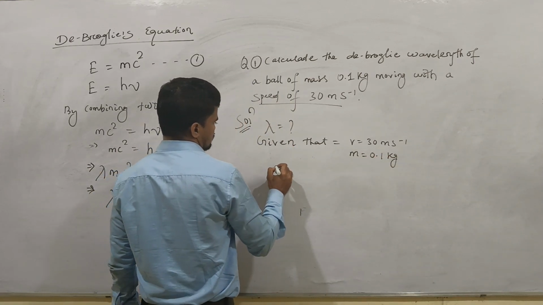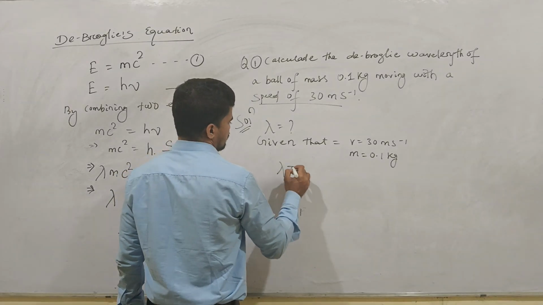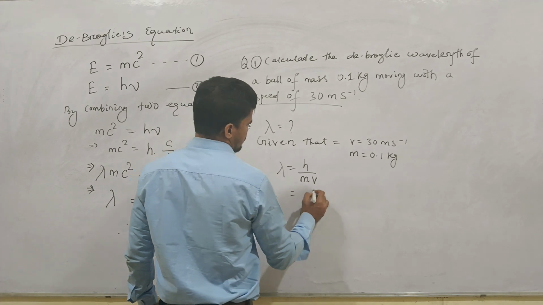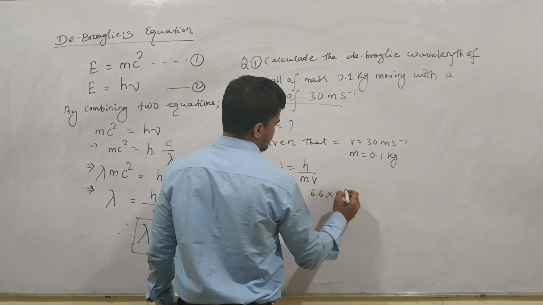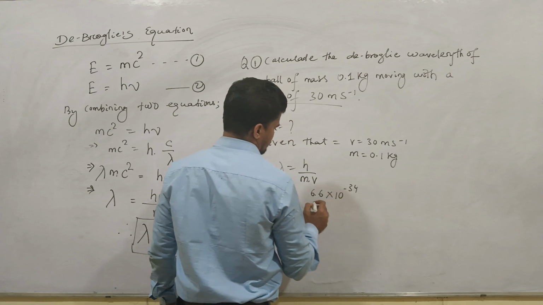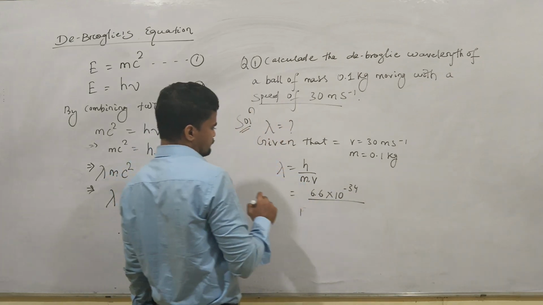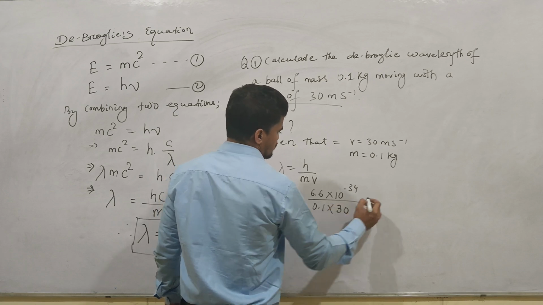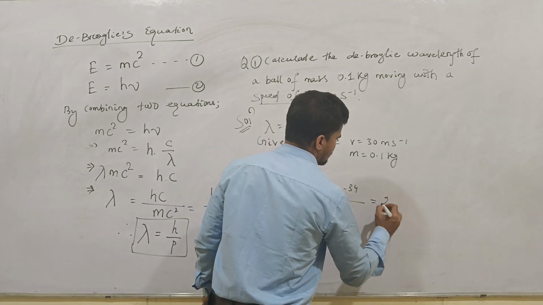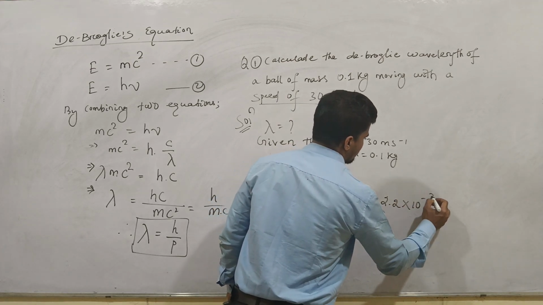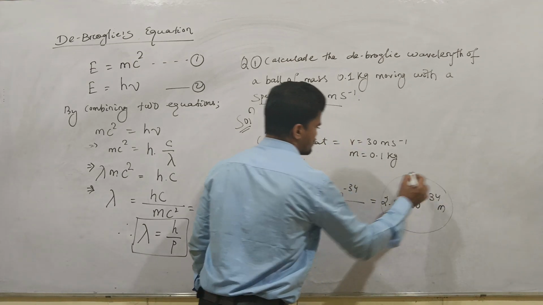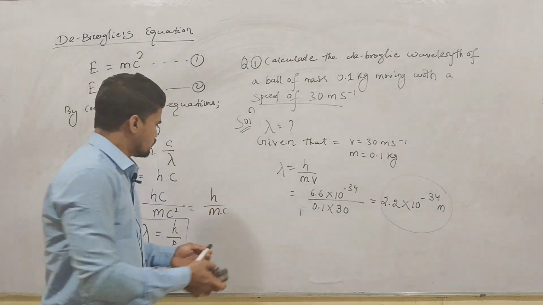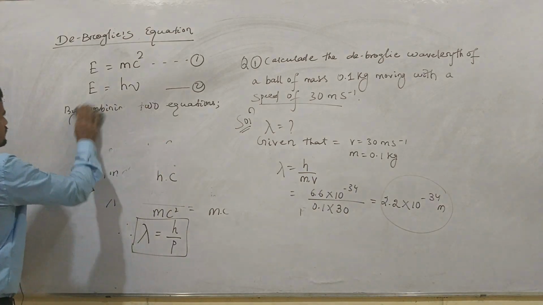Now according to the de Broglie equation, lambda equals h by m into v. The value of h is 6.6 into 10 to the power minus 34, divided by m, 0.1, into 30. After calculating, it comes out to be 2.2 into 10 to the power minus 34 meter. So this is the answer. This was a JEE Mains question. Let's do one more question, from JEE Advanced.